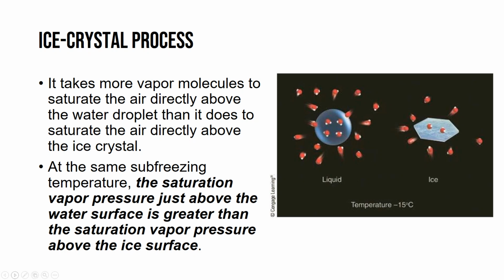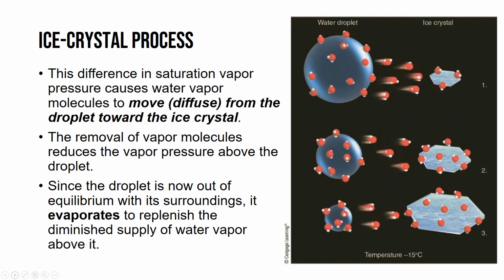So at the same subfreezing temperature, the saturation vapor pressure just above the water surface is greater than the saturation vapor pressure above the ice surface. And so the difference in saturation vapor pressure causes water vapor molecules to move from the droplet towards the ice crystal in the process that we know as diffusion. The removal of water vapor molecules reduces the vapor pressure above the droplet.